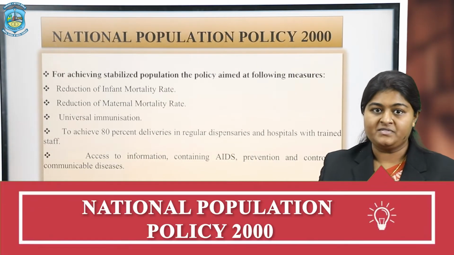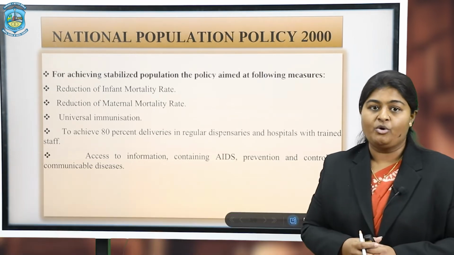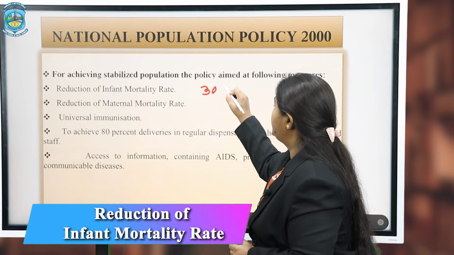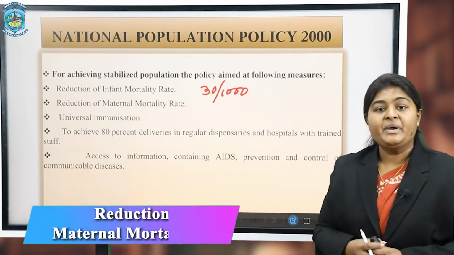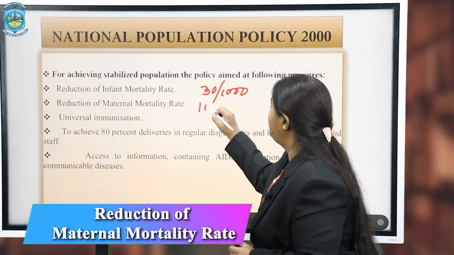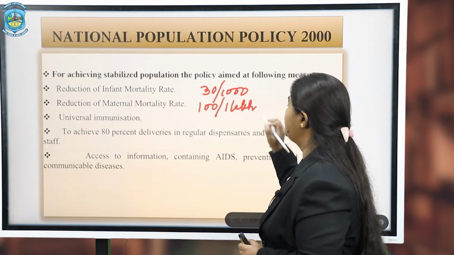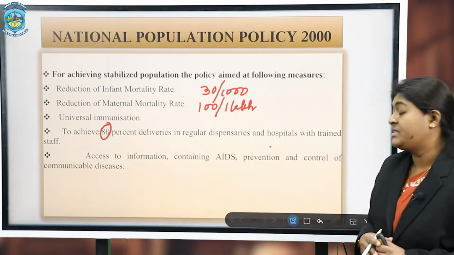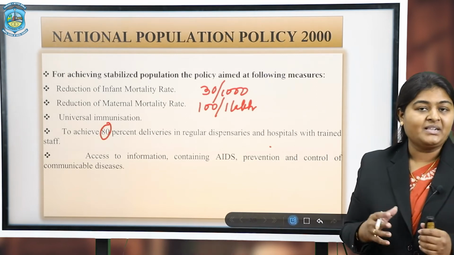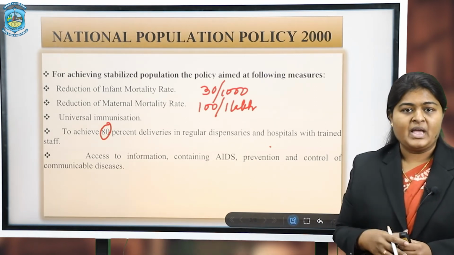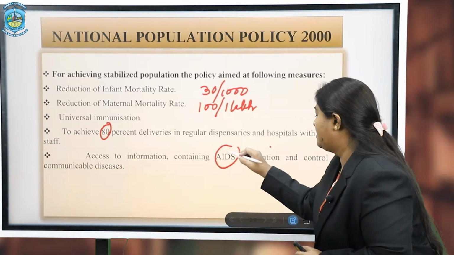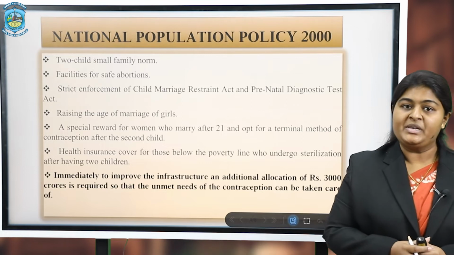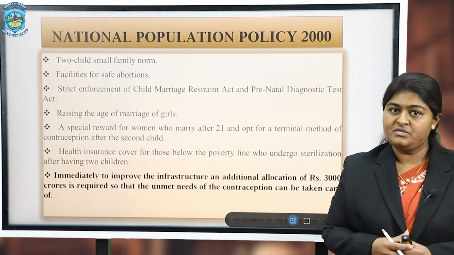In pursuing these objectives, the policy stipulates the fulfillment of the following goals: reduction of infant mortality rate below 30 per 1,000 live births, reduction of maternal mortality rate below 100 per 1 lakh live births, universal immunization, 80% deliveries in regular dispensaries, hospitals and medical institutions with trained staff, access to information on AIDS, prevention and control of communicable diseases, incentive to adopt the two-child small family norm, and facilities for safe abortions to be increased.